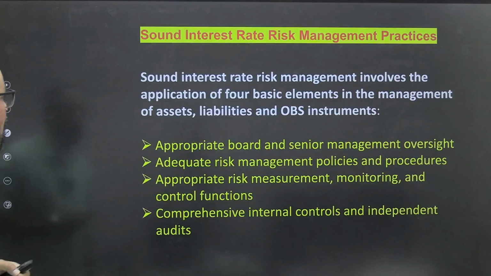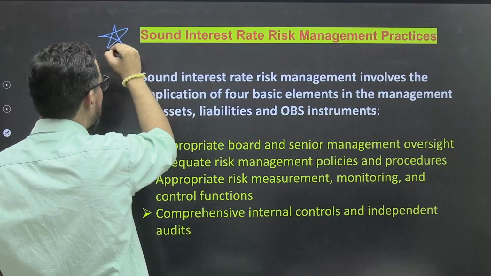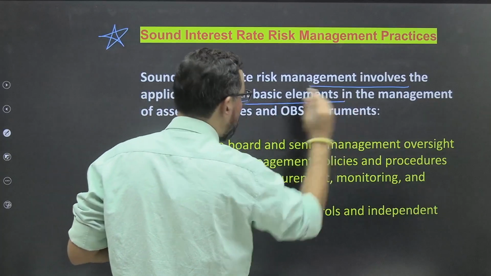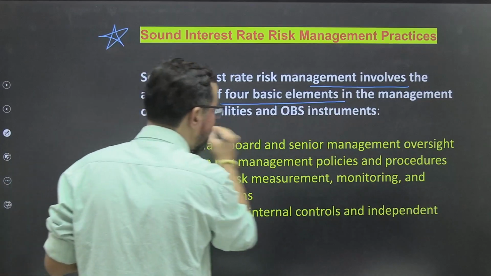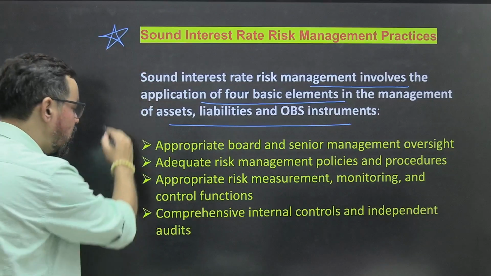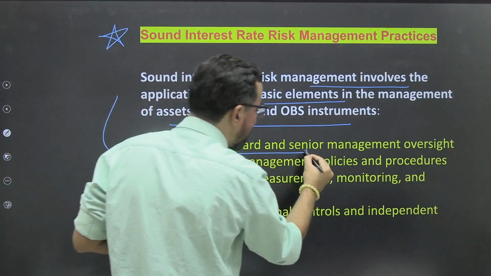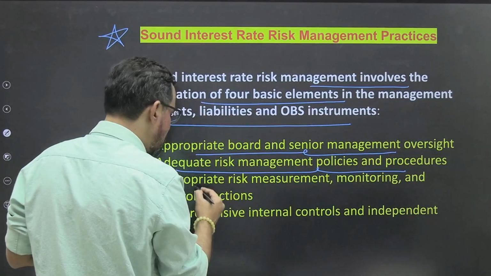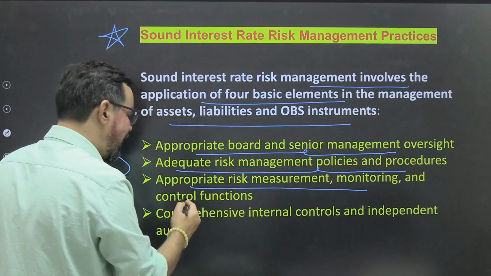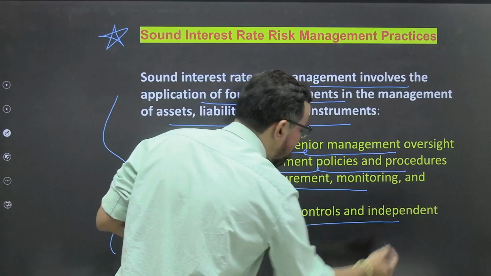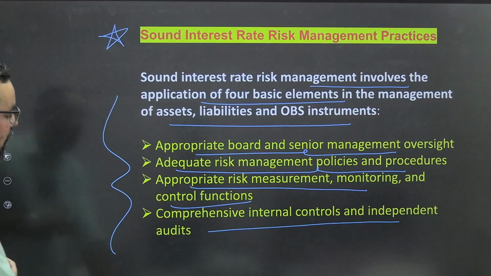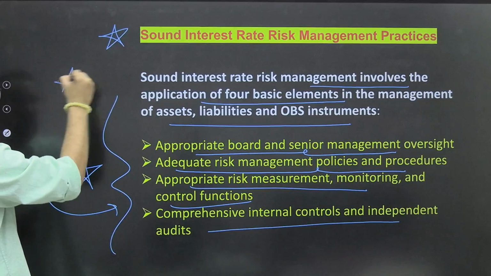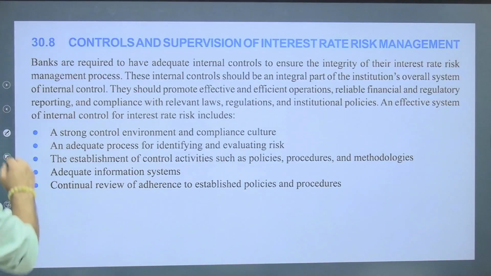Next one. Sound interest rate risk management practices. Sound interest rate risk management involves the application of four basic elements in the management of assets, liabilities and off-balance sheet instruments, which include these four. First, appropriate board and senior management oversight; adequate risk management policies and procedures; appropriate risk measurement, monitoring and control functions; and comprehensive internal control and independent audits. This is a very important one, so please do remember this. This will help you a lot in the upcoming examination.